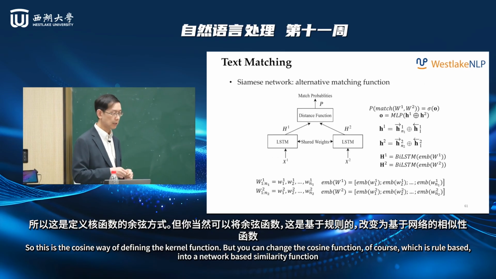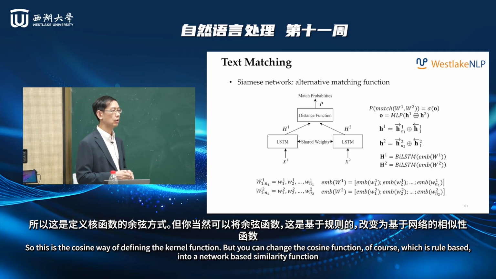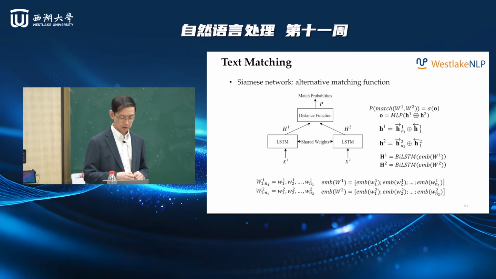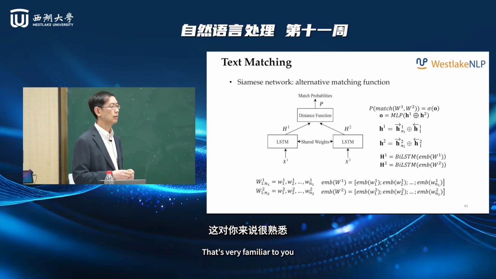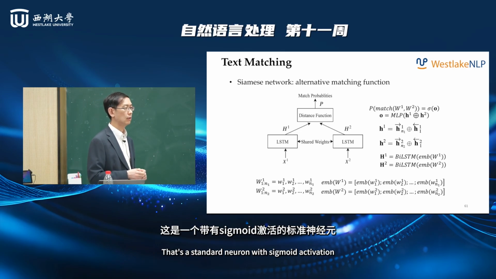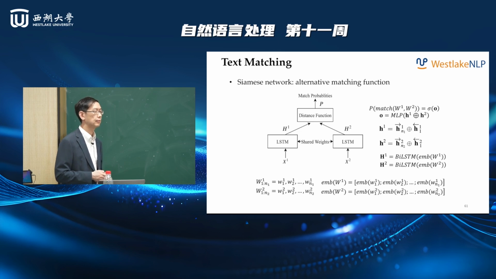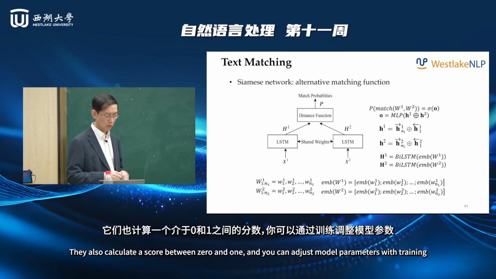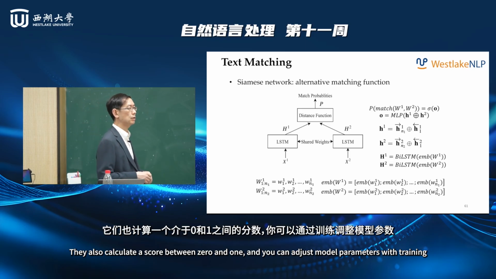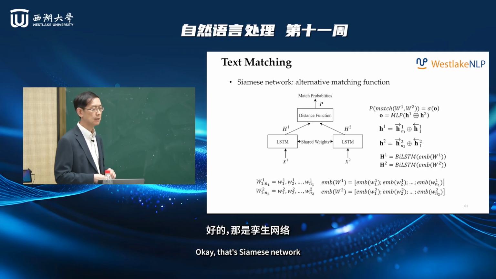But you can change the cosine function, of course, which is rule-based, into a network-based similarity function, as I show you in this slide. So that's very familiar to you. That's a standard neuron with sigmoid activation. That also calculates a score between 0 and 1. And you can adjust the model parameters with training. Okay, that's Siamese network.